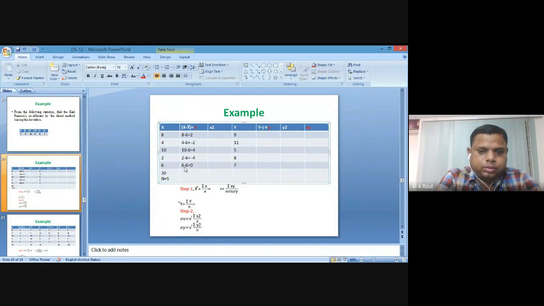Is it clear? Then after that you calculate the x square. That means the first one is 4, the second one is 4, next one is 16, the next one is 16, and the last one is 0.